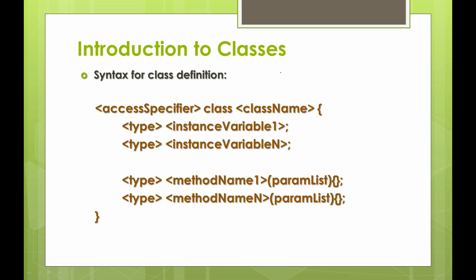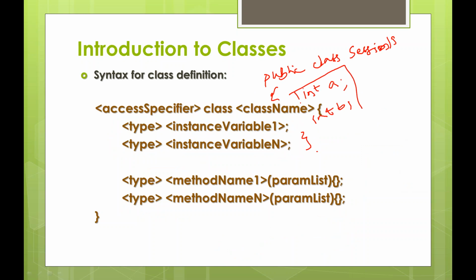So with this definition, I will just write a simple class. Public class Session19, with type int a and int b. Here we have two integers, but we don't have any methods. We have not defined any method. That's how you define a particular class.